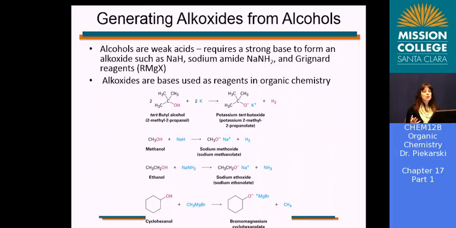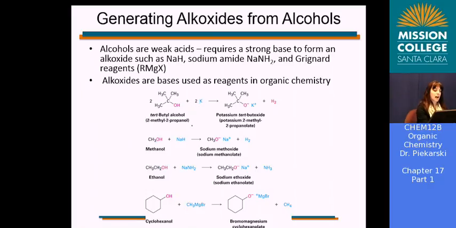Now, remember, alcohols are weak acids. It requires a really strong base to form an alkoxide, such as sodium hydride, sodium amide, or Grignard reagents. We'll talk a lot about these. The reason this is important, like I said, is because we use alcohols as intermediates in synthesis and that sort of thing. So you're going to see this show up a lot, and you need to know what kind of base to use.